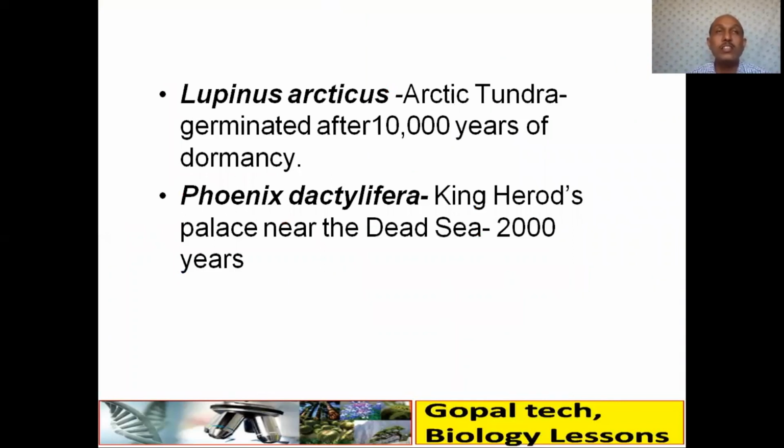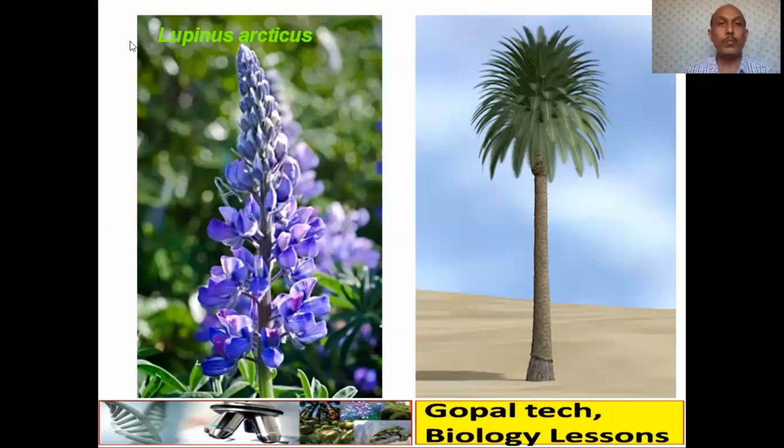Now, there are certain plants like Lupinus arcticus, from the arctic tundra, which germinated after 10,000 years of dormancy. And dormancy period इतना होता है. 11th में you have studied what are the causes of seed dormancy. Phoenix dactylifera, King Herod's palace near the Dead Sea में मिला है and it is a 2000 year old seed. यानी इतना उनका dormancy period है. 1 mark के लिए आएगा. You can see this is Lupinus arcticus and this is the second group, that is Phoenix dactylifera.